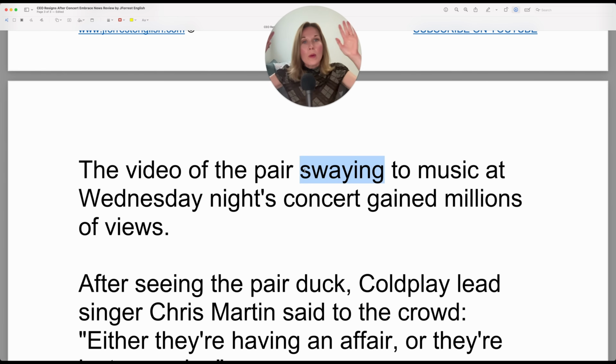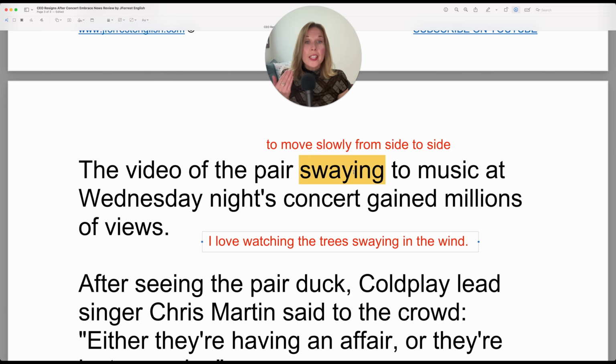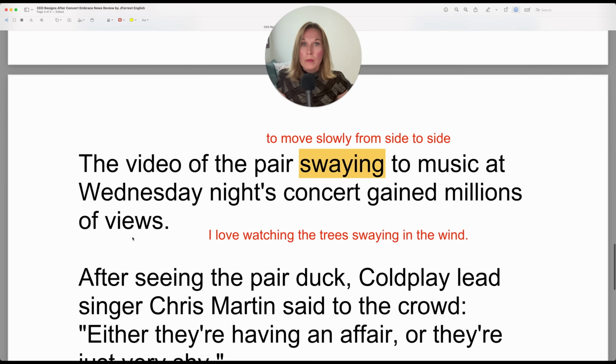You could put your arms into it, whatever movement you do, but it's that rhythmic movement back and forth of your body. That is to sway as the verb, and then it's in the ing form to describe what they were doing, swaying to music. Other things can sway as well. For example, I love watching the trees swaying in the wind, which is a very relaxing thing to do. The video of the pair, the two people swaying to music at Wednesday night's concert, gained millions of views.